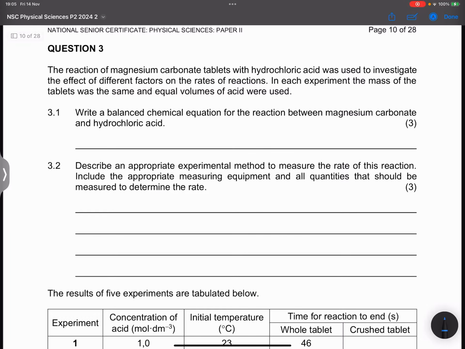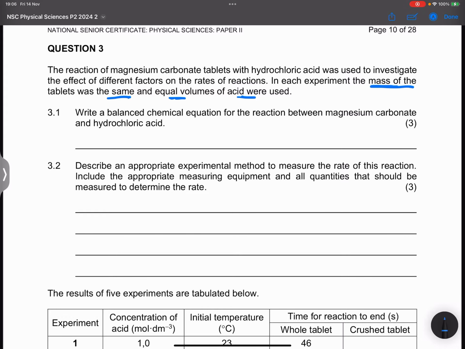So let's get right into it. They say to us, we've got the reaction of magnesium carbonate tablets with hydrochloric acid used to investigate the effect of different factors on the rates of reaction. In each experiment, the mass of the tablet was the same and equal volumes of acid were used. That's very important, right? So they kept the mass the same and they used equal volumes. Okay, so we know about controlled variables, so that is what they are actually telling us.